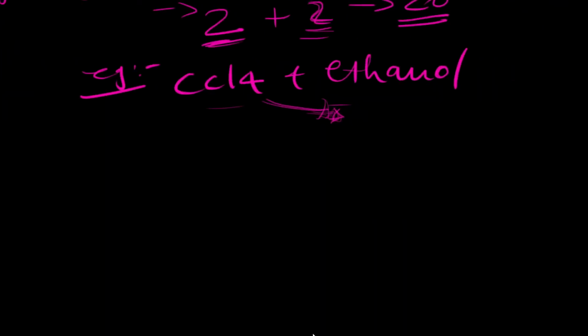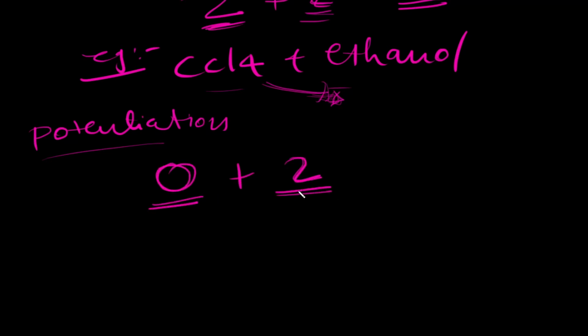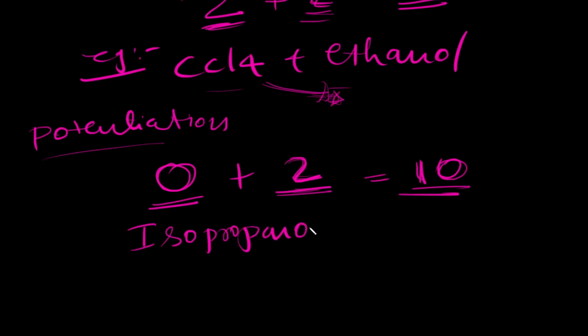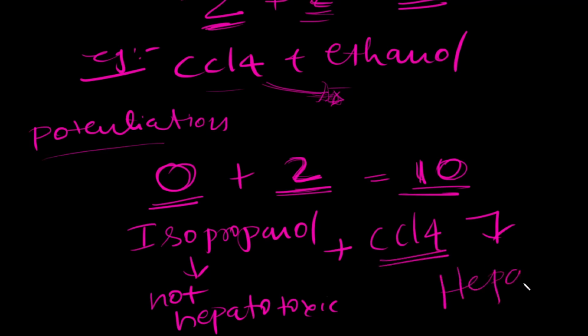Next, potentiation. That means a chemical is not toxic by itself, but when it is combined with another chemical that is toxic, it could lead to increased toxicity of the toxic chemical. Okay, so an example for that is isopropanol, which by itself is not hepatotoxic, but on combining it with carbon tetrachloride, it makes carbon tetrachloride much more hepatotoxic.